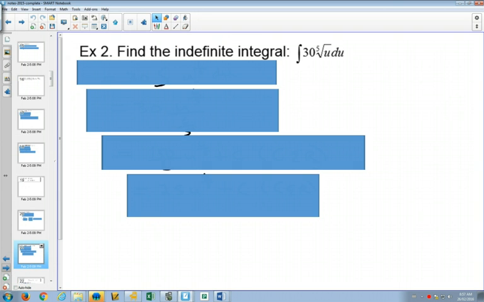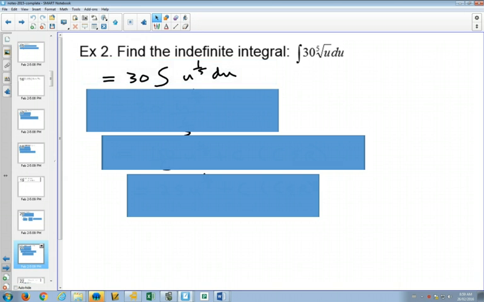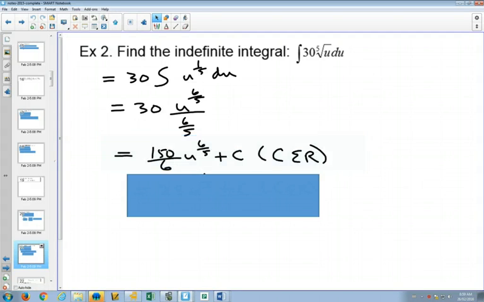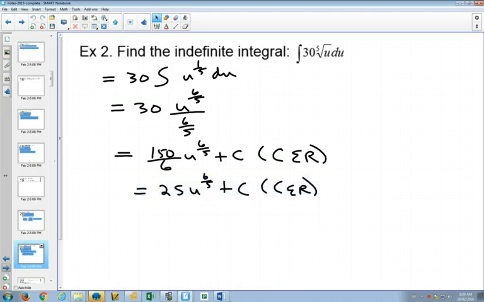So try this one. So that 30 can come out in front. And when you integrate, add 1 to the exponent and divide by that, multiply by the reciprocal. If you simplify it, you get 25 u to the 6/5 plus c.